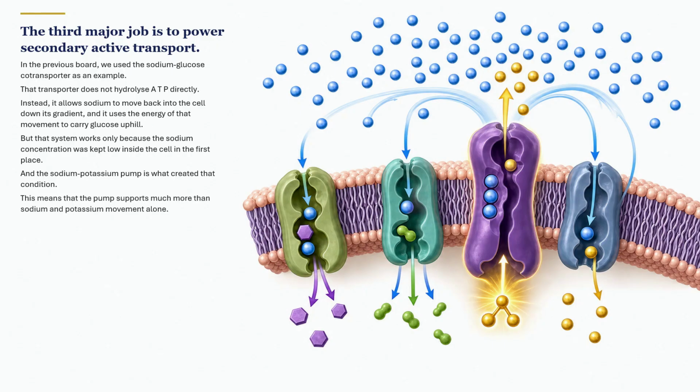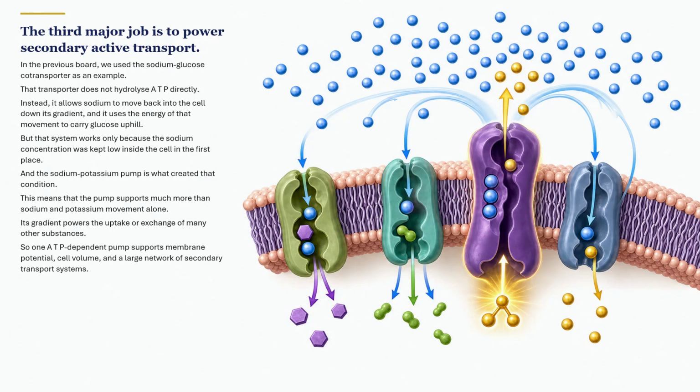This means that the pump supports much more than sodium and potassium movement alone. Its gradient powers the uptake or exchange of many other substances. So one ATP-dependent pump supports membrane potential, cell volume, and a large network of secondary transport systems. That explains why the sodium-potassium ATPase consumes such a large share of the cell's energy. It is running constantly because the leaks are constant.